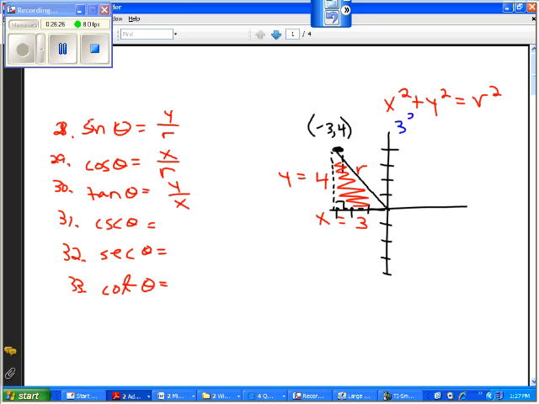And so we would have 3 squared plus 4 squared equal radius squared. 9 plus 16 equal radius squared. 25 is equal to radius squared. And so then we're going to square root, and we're going to get radius is equal to 5.